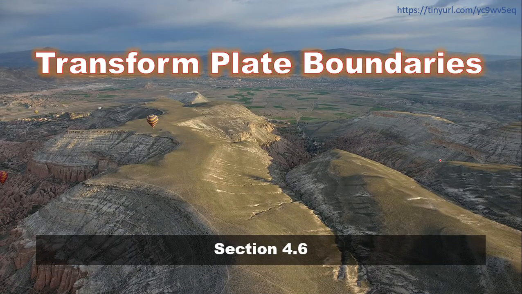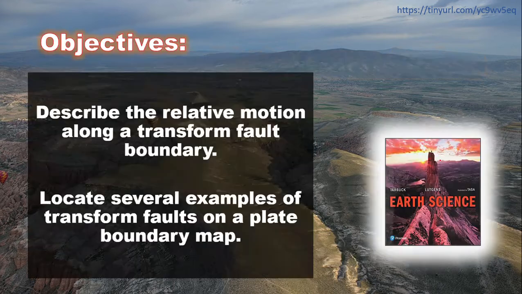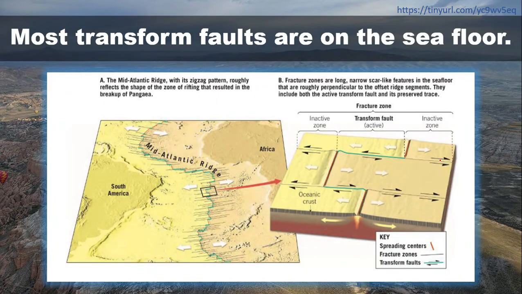All right, so all that has been about convergent plate boundaries. Let's talk real quick about the third possibility, which were the transform plate boundaries, which are going to be ones that are in section 4.6 in your textbook. We're going to be talking about the relative motion along a transform fault boundary, and we're going to talk about several examples of them on a map.